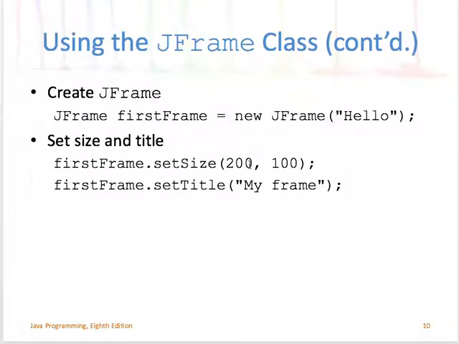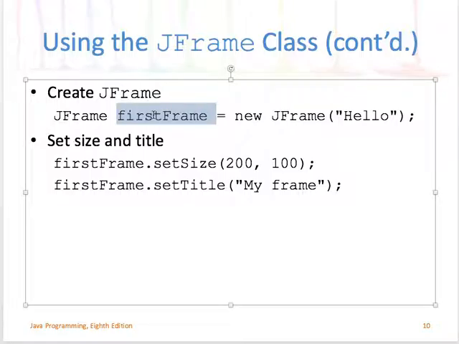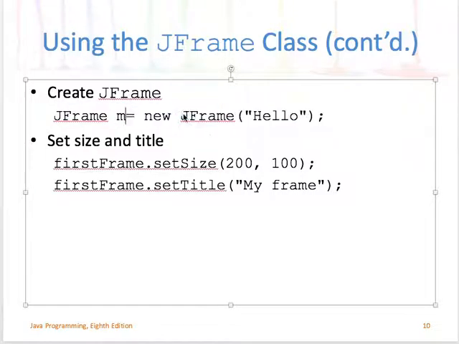So using the JFrame class, create a JFrame. If you're going to create a new frame, it would be JFrame, the name of your frame, whatever value you want to call it. It doesn't have to be called firstFrame. It could be called anything that you want. All right, so we have JFrame firstFrame. You can name that whatever you want to. We could call that myName if you want. That's up to you. Equals new JFrame.